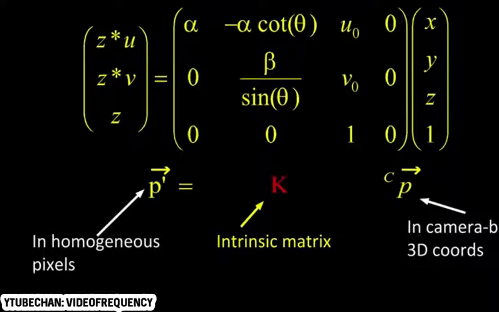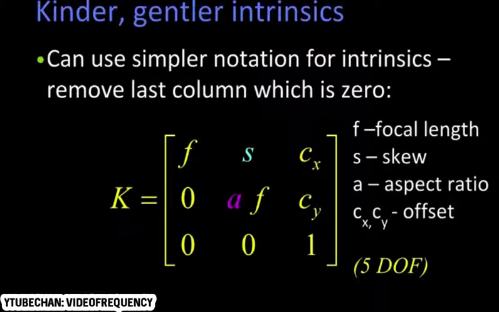All right? Now, fortunately, we can make it look even nicer than this. The first thing to notice is that the last column of K, when I write K as a 3 by 4, is zeros, and that doesn't really do very much, so we can get rid of it. And then we can do even more. Here we have our kinder, gentler intrinsics. We can use a simpler notation. Like I said, we're going to remove that last column, and we've gotten rid of the explicit thetas and things, and you'll notice that we have the 5 degrees of freedom. We have F, which is focal length, A, which is aspect ratio, S, which is for skew, and CX and CY, those are the offsets.